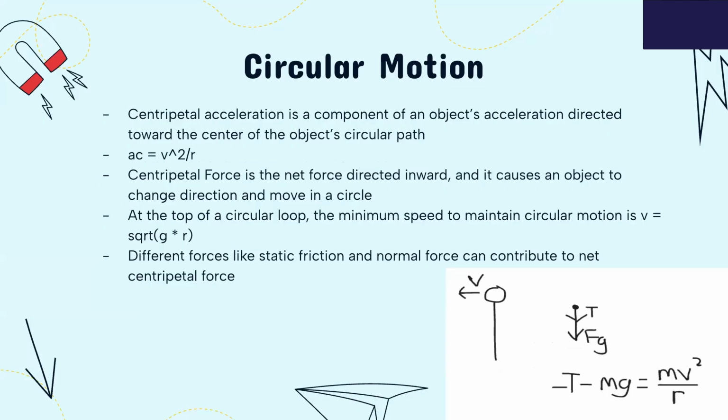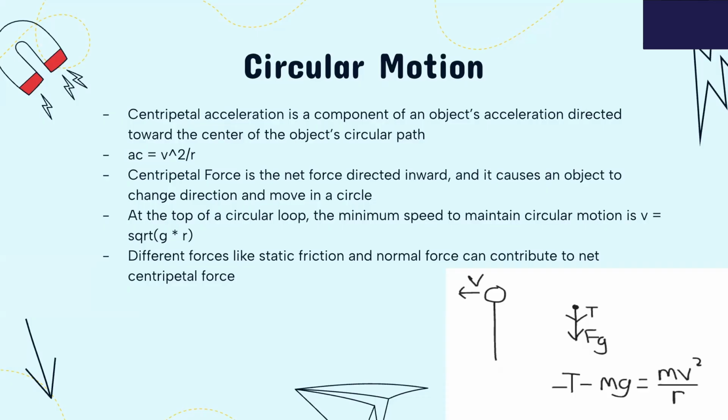And finally, circular motion. Circular motion is essentially a state when an object is changing direction constantly. That changing direction is due to a centripetal force. Centripetal force causes centripetal acceleration, which is essentially the component of an object's acceleration directed toward the center of the object's circular path. And that's equal to v squared over r, the speed squared over r. Note that it's speed, not velocity, because it's squared, so direction gets canceled out.